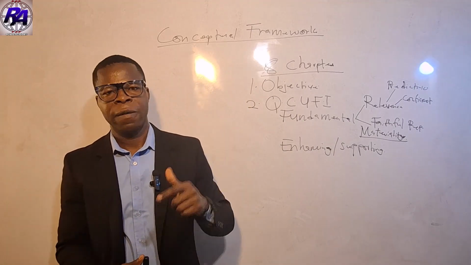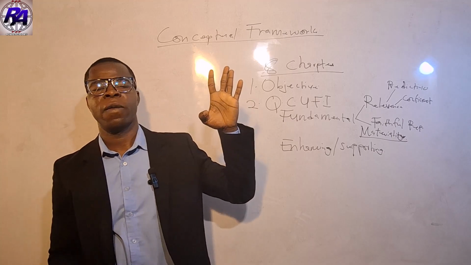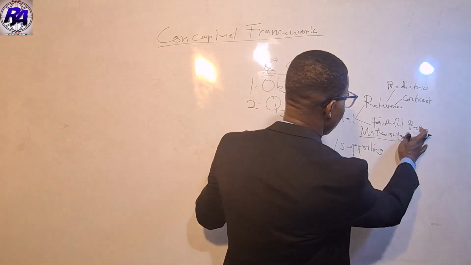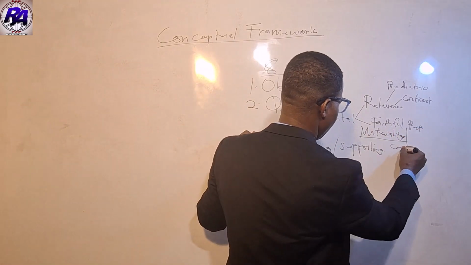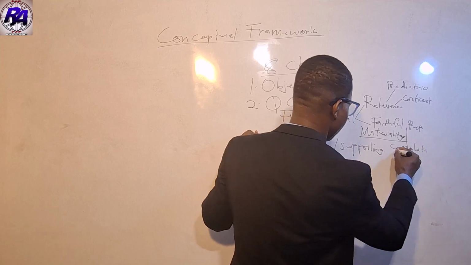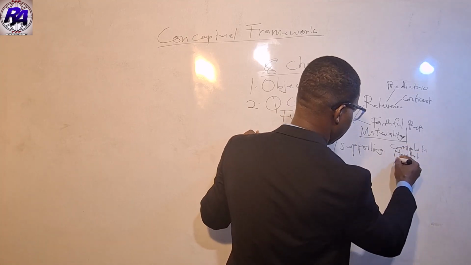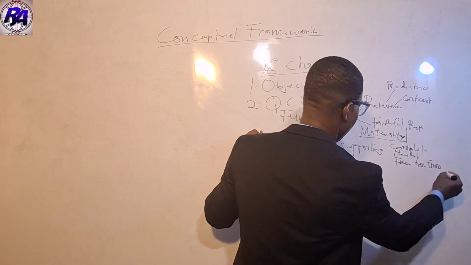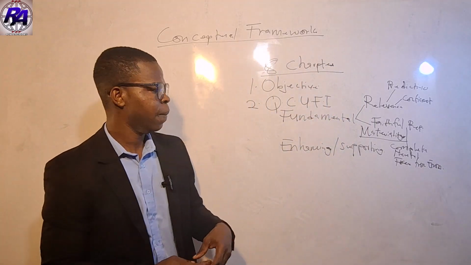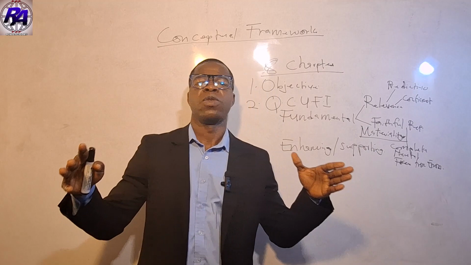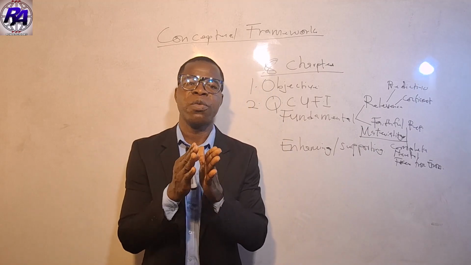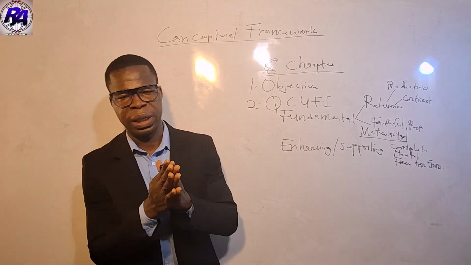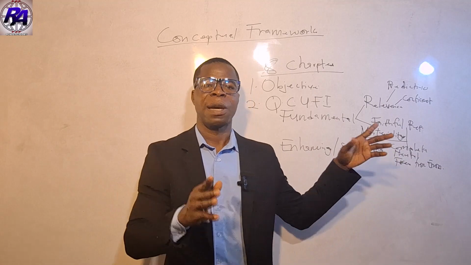Faithful representation has three key features. First, the information must be complete, must be neutral, and free from errors. So faithful representation has three key features. It must be complete. That means the information must contain all relevant and necessary information for us to say that it is faithfully represented. It must be neutral. That means it must not be biased.